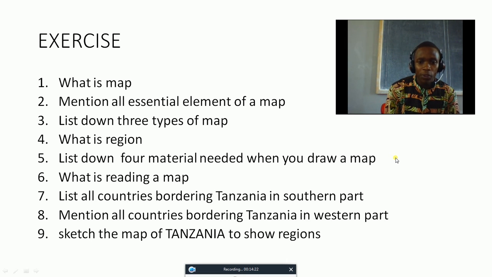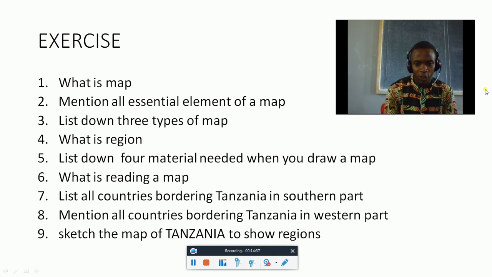List all countries bordering Tanzania in the southern part. Mention all countries bordering Tanzania in the western part. Sketch the map of Tanzania to show regions. Make sure you do all the questions.